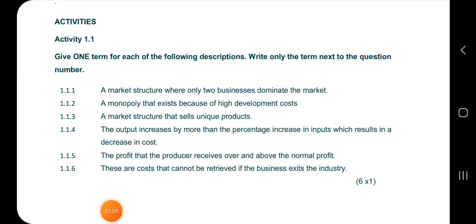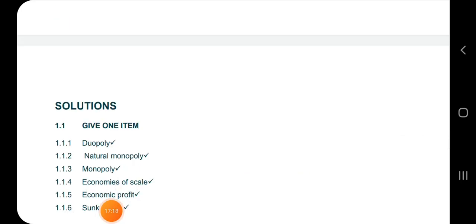Okay, you can pause this video and do this activity 1.1 to see if you understood. So here are the answers to the questions that I had just given you. You can mark yourself. Well done if you got them all right.